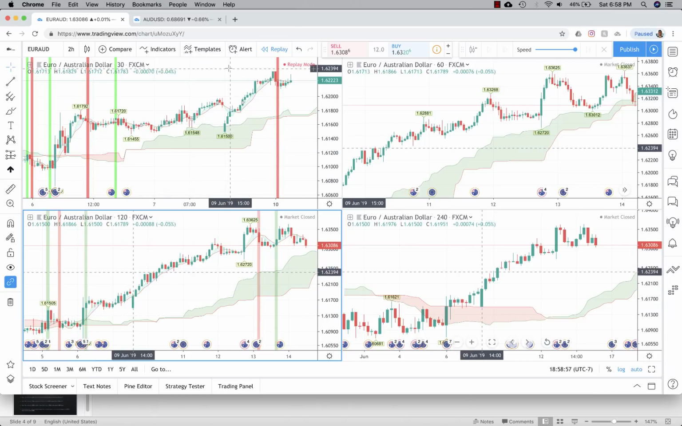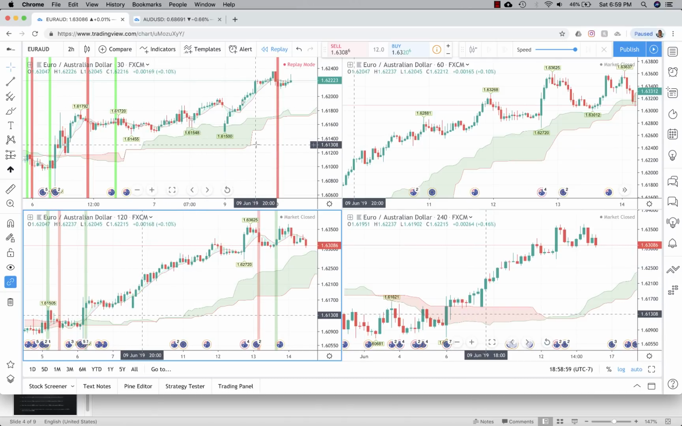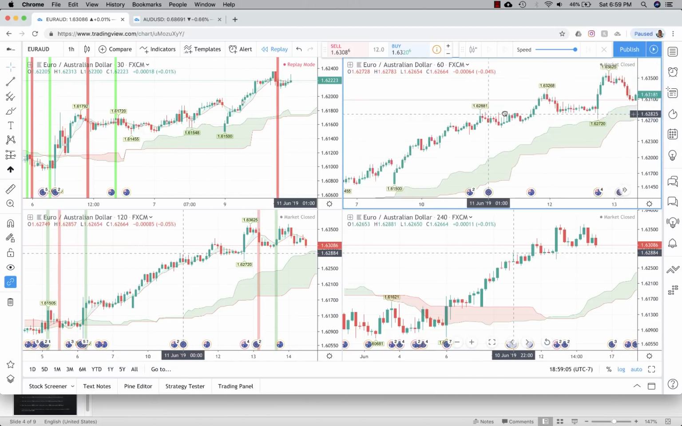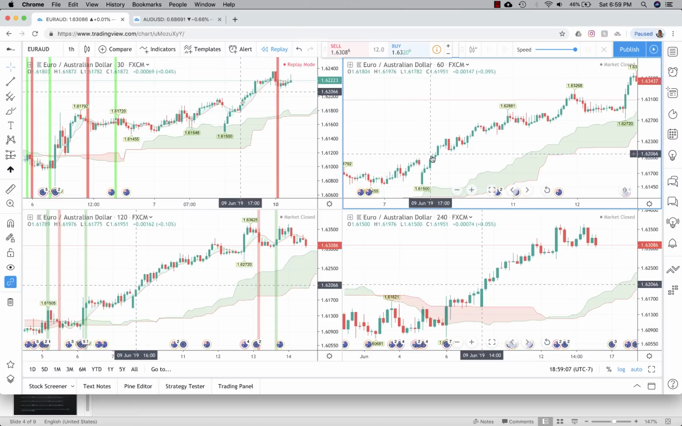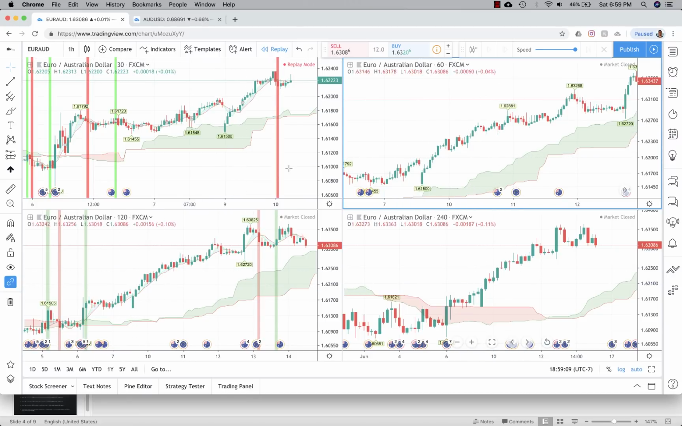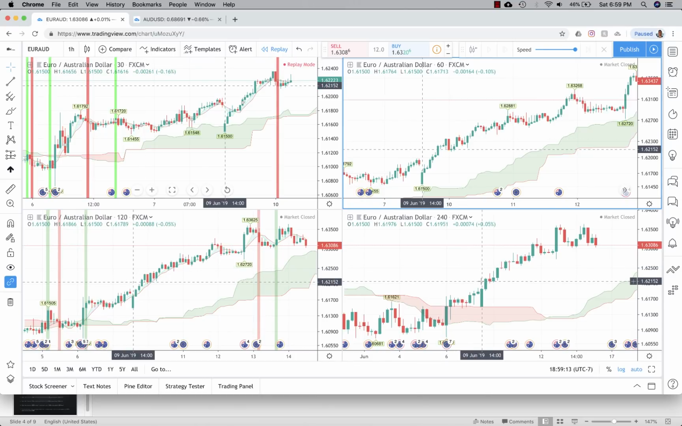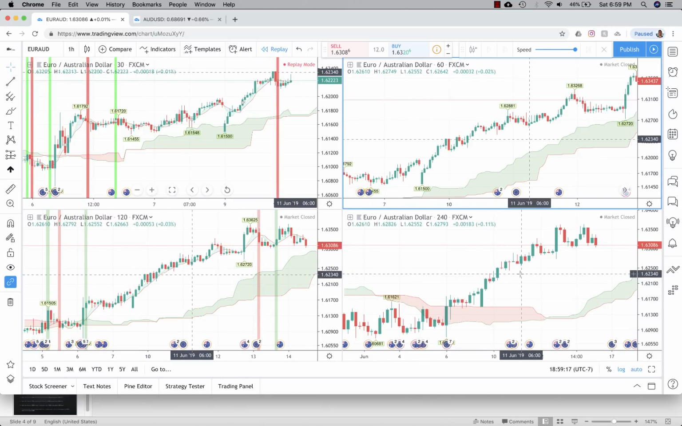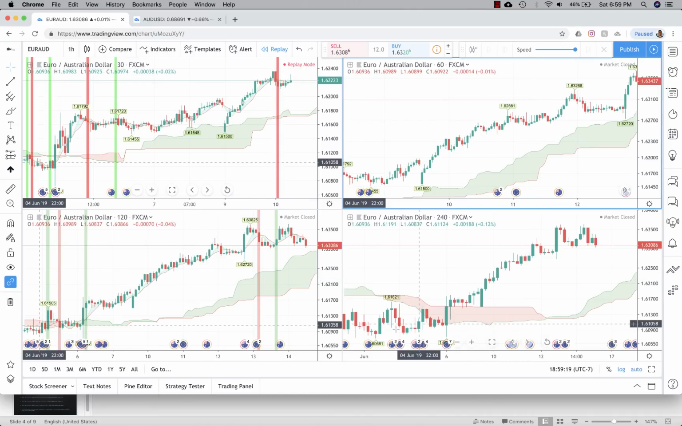So on this Euro Australian dollar, you see how price is above the cloud on the 30-minute. See, it's also above the cloud on the 1 hour. It's above the cloud on the 2 hour, and it's also above the cloud on the 4 hour. So this is demonstrating that there's a trend upward. So in this situation, you'd only be taking buy positions.